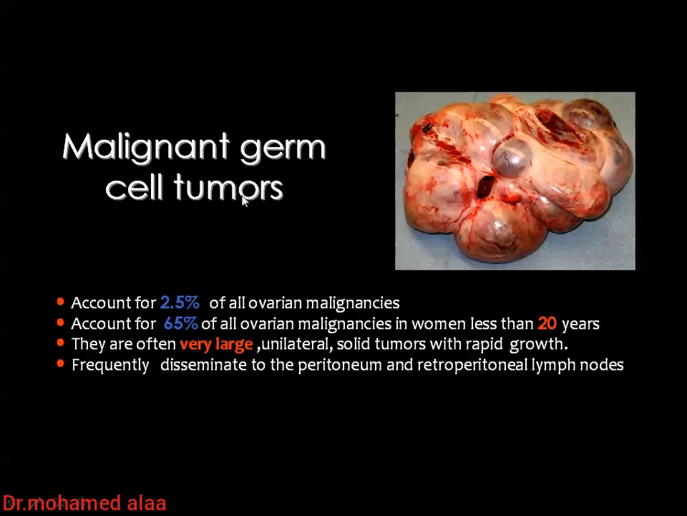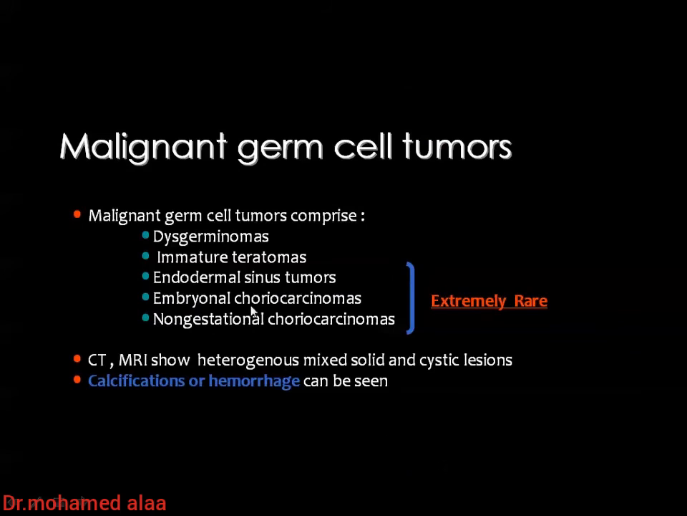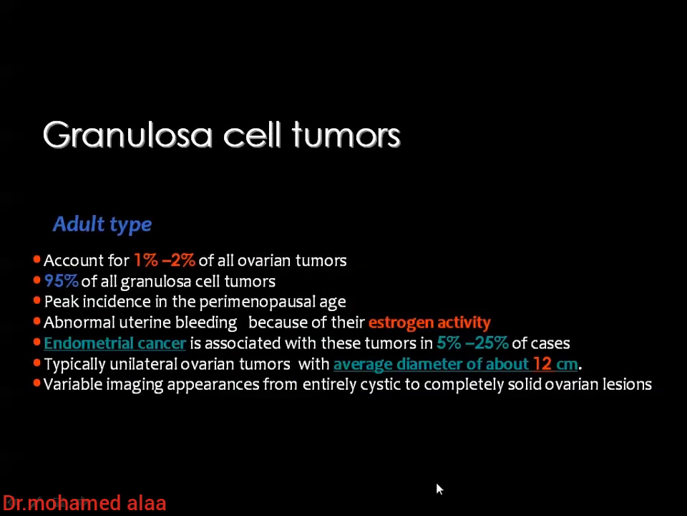Then the malignant germ cell tumors are the tumors of young age, and they are not frequently seen in adults, and there are many types, but most of them are extremely rare, except for germinoma and somewhat the immature teratoma. These tumors are diagnosed by two main facts. Number one, the size. Number two, the age of the patient. If you see an adolescent or teenager with a very big ovarian mass, whatever it is, cystic or solid or both, you think of germinoma.